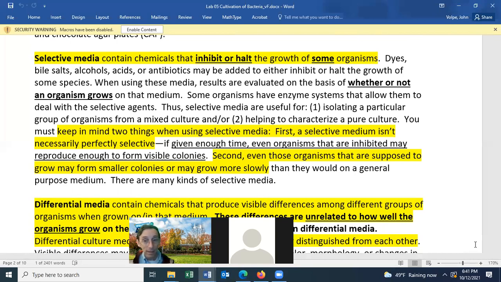And second, even if the organism is supposed to grow on the selective media, it may form smaller colonies or grow more slowly than it would on a non-selective media. All right, any questions about selective media?